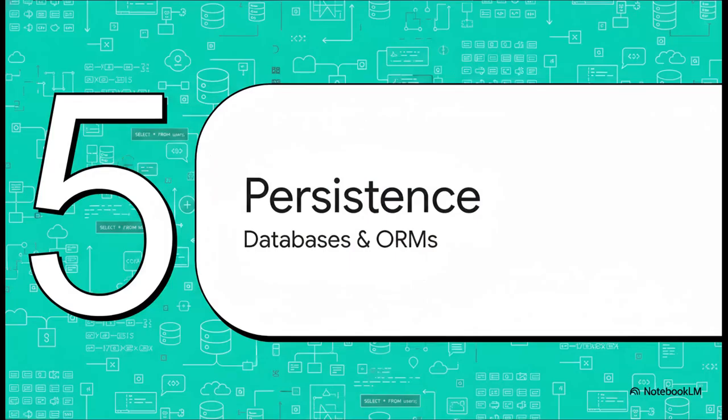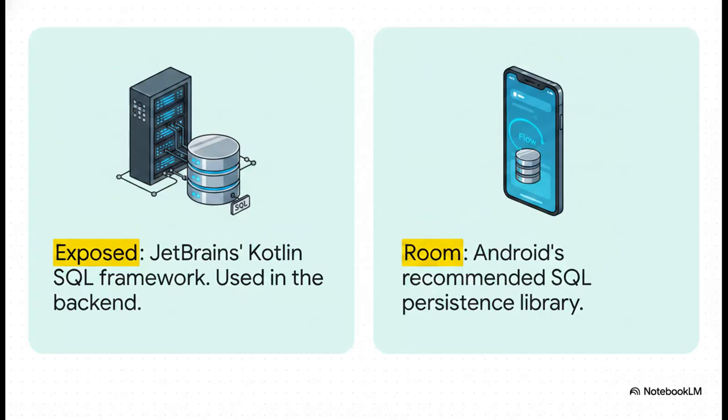Let's dig into the data side. Section 5, Persistence and Databases. In a modern Kotlin stack, you're usually juggling two different ORMs. On the back end, we use Exposed. It hands us type-safe SQL without dragging in a ton of heavy, magical ORM overhead. But over on the client, that's where Room shines. Google's Android SQL library is crucial there because of its native flow integration. It can literally stream database updates straight to your UI automatically.